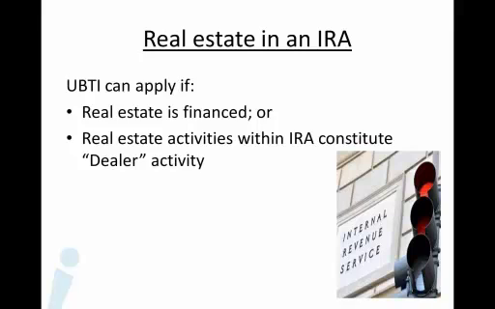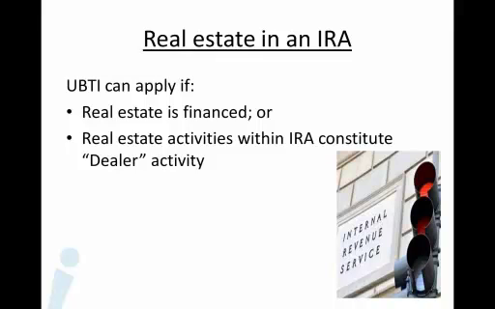But the UBTI can apply in the two real common situations for an IRA owner. Number one, we have debt on the real estate itself within the IRA, and so we'll talk about that. Second one is that we're doing real estate activities as a business in our IRA. So not do we have a debt issue, with the leverage, but what we have here is a business activity and what's called a real estate dealer.